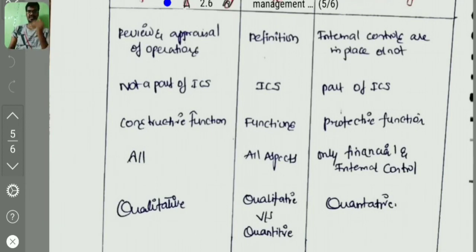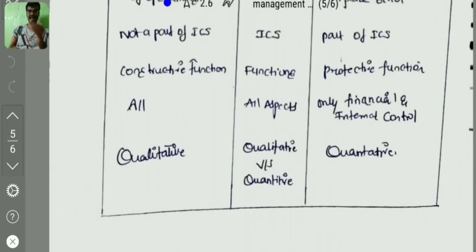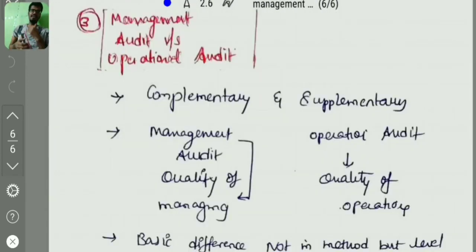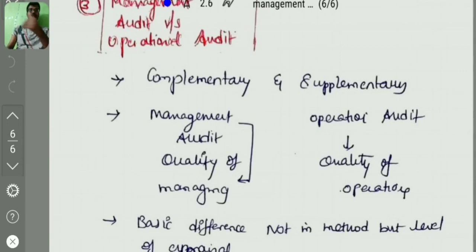Right? This is a basic difference: definition, internal control system, functions, all aspects, qualitative versus quantitative. And coming to the last main difference, between management audit and operational audit, we'll discuss. We can say the management audit and operational audit are complementary and supplementary to each other. They cannot be seen as different aspects; they can be combined together and seen as a single one. Management audit is the audit of the quality of managing, whereas operational audit is the audit of the quality of operations. The basic difference is not in method but in the appraisal. In management audit, we appraise the management. In operational audit, we appraise the operations.